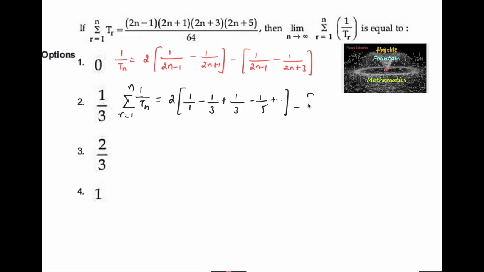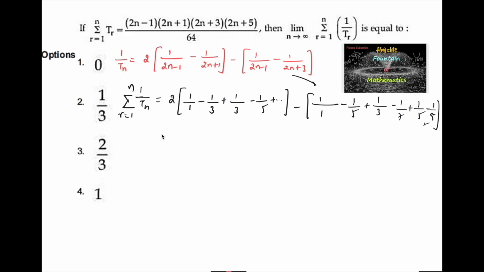And again, here minus of the second term, 1 upon, if we take n is equal to 1, so 2 ones are 2 minus 1 is 1, minus 1 upon 2 ones are 2 plus 3 is 5, plus 1 upon 2 twos are 4 minus 1 is 3, minus 1 upon 2 twos are 4 plus 3 is 7, and again plus 1 upon 2 threes are 6 minus 1 is 5, and minus 1 upon 2 threes are 6 plus 3 is 9, and so on.